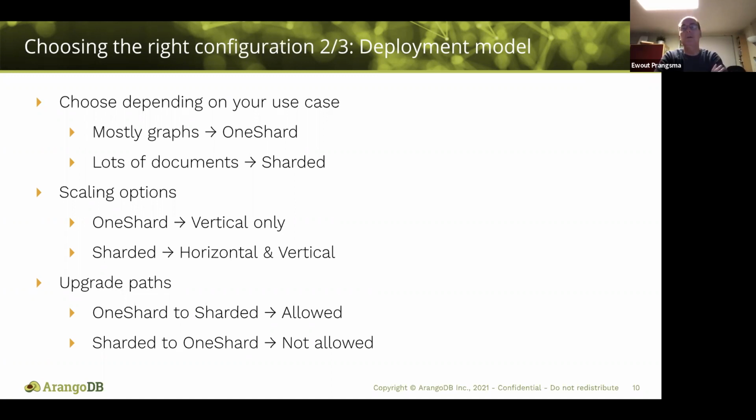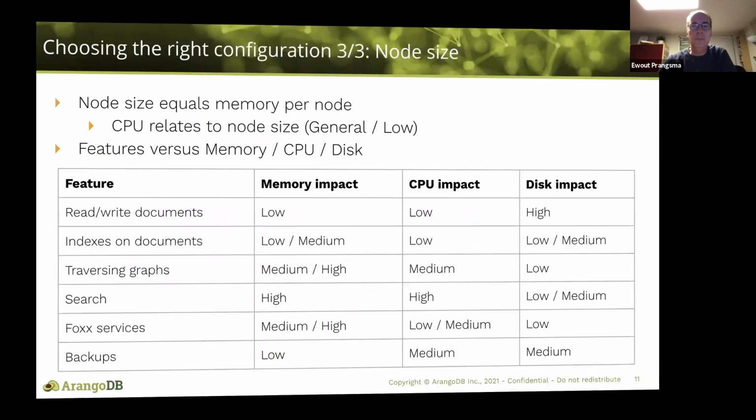And the last thing that I want to say on the deployment model is the upgrade scenarios that you have. If you are on one shard, you can upgrade to sharded, but the other way around is not possible. So it's usually the best, just start with one shard unless you know that sharded is the best for you, because you can always go to sharded, but you cannot go back, at least not without dumping data and so on. That's about the deployment model.